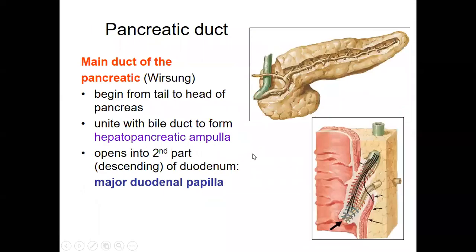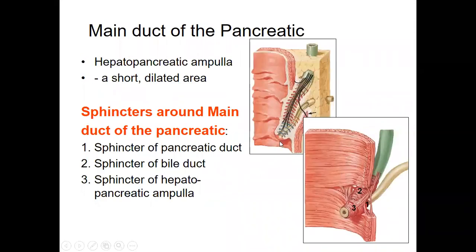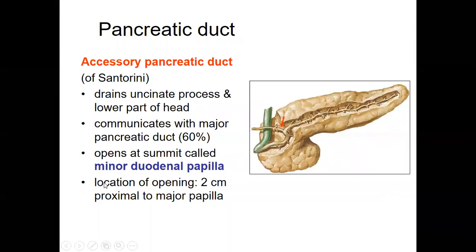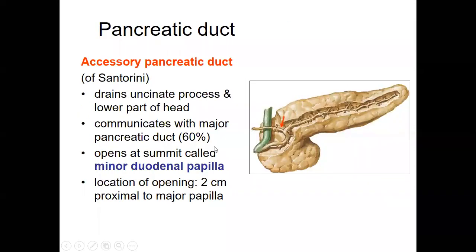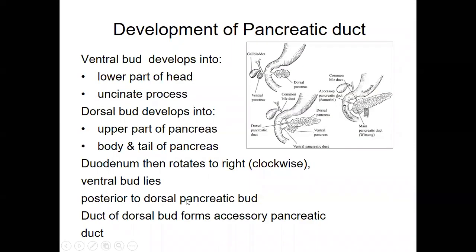So just now we had the major duodenal papilla, right? We also have the minor duodenal papilla. The location of its opening is only 2 cm proximal to the major duodenal papilla, just above it. This is the major duodenal papilla, and above here we have the minor duodenal papilla.